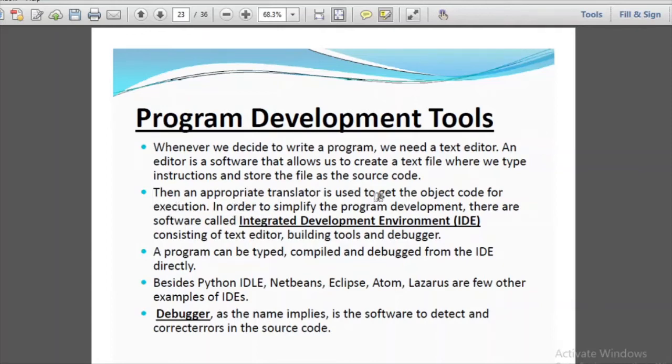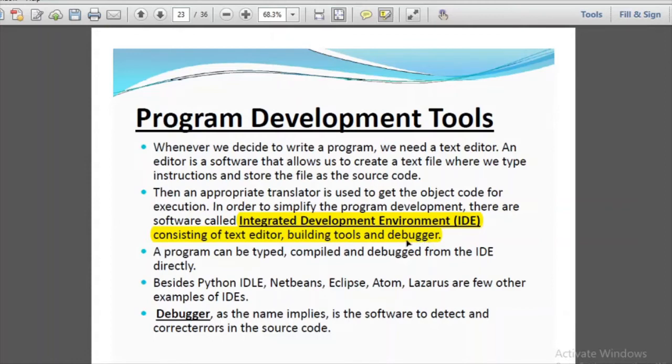Then an appropriate translator is used to get the object code for execution. In order to simplify program development, there is software called an integrated development environment, consisting of a text editor, building tools, debugger, etc. So there are specialized tools, or you can say specialized software, for different languages which provide you certain functions regarding that language. Okay, so those are called integrated development environments. You can also code in a different way, directly in your command prompt or just in a notepad without these development tools, but these development tools provide you additional functionality.